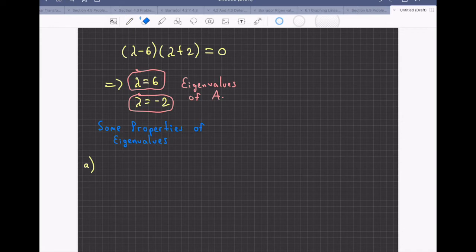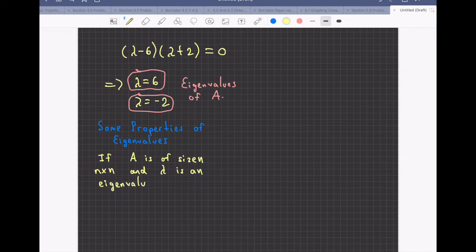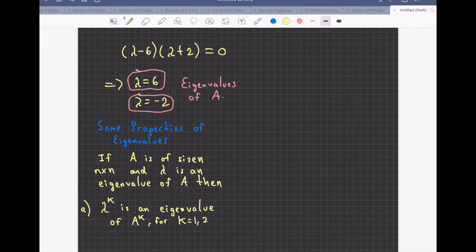Oh, I'm sorry. Let me write first the hypothesis. If we have a matrix with size n by n, and lambda is an eigenvalue of A, then part A: lambda raised to the k is an eigenvalue of the matrix A raised to the k, for k any natural number: 1, 2, 3.